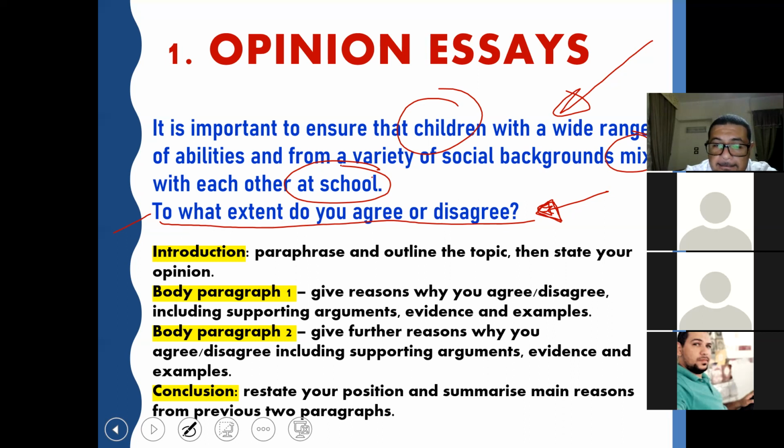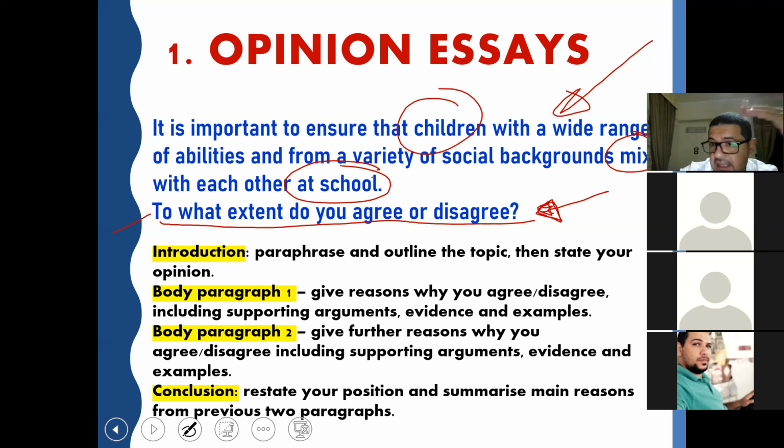Firstly, I will say my opinion, whether I agree or not. In the introduction, you have to do that. After that, if I agree, I say why I agree with this opinion, or if I disagree, I say why.